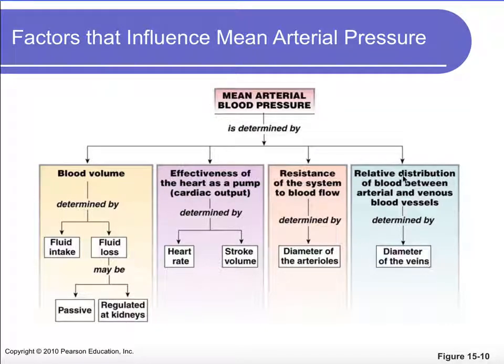And then finally, we have the relative distribution of blood between the arterial and venous blood vessels. And that's going to be determined by the diameter of the veins. So our veins are unique. They can expand and they have valves, so they can actually hold on to some blood. We can almost store blood in the veins. If more of our blood is being stored in the veins, then that means there's less in the arterial circulation, so blood pressure drops. If our veins are contracting and our skeletal muscles are contracting and squeezing our veins, it's going to push more blood back to the heart, which means the heart is then going to pump it out into the arterial circulation, so blood pressure would increase.